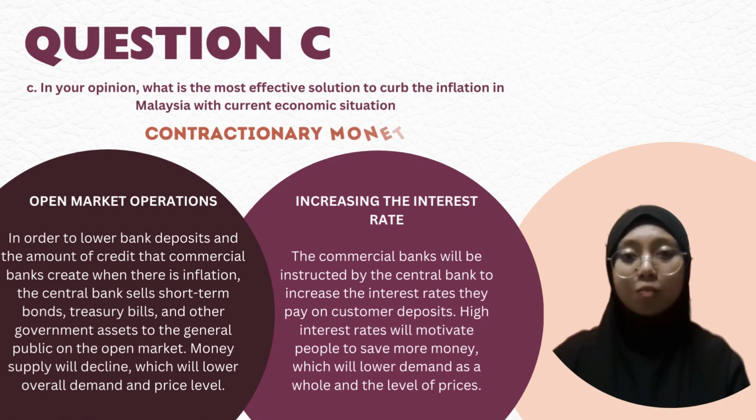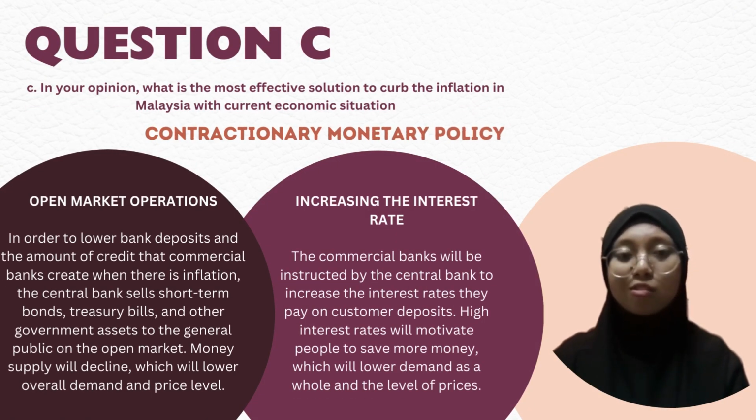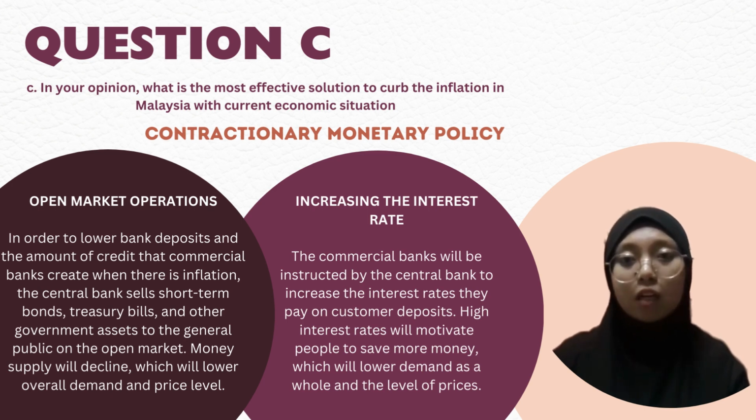Open market operations are also an effective solution to curb the inflation in Malaysia. During inflation, the central bank sells government securities in short-term bonds or treasury bills in the open market to the public to reduce bank deposits and credit creation of commercial banks. Money supply will reduce, hence reducing the aggregate demand and price level.